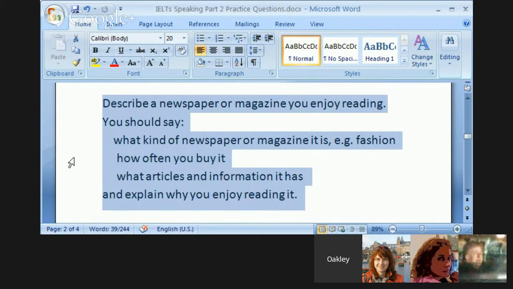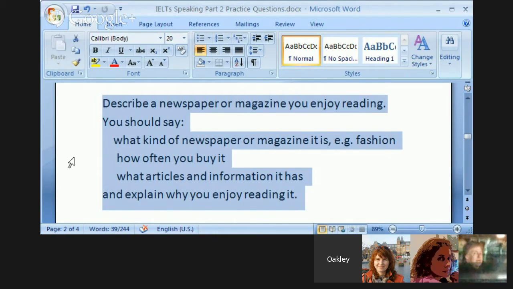Describe a newspaper or magazine you enjoy reading. While you're preparing, making notes, or thinking about it, please remember that you may have a question like this when, in fact, you do not read a newspaper or magazine. I don't know if that's the case for Ken or not, but this definitely could happen to you when you're taking the exam, in which case it's going to be very difficult for you to spend 2 minutes talking about the fact that you don't read a newspaper or magazine. Very difficult. I would highly suggest you lie.